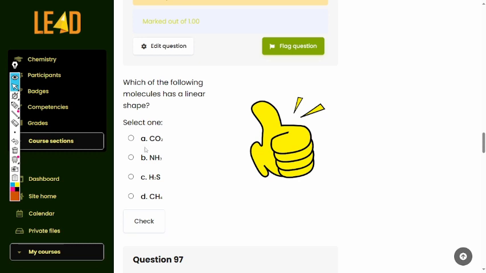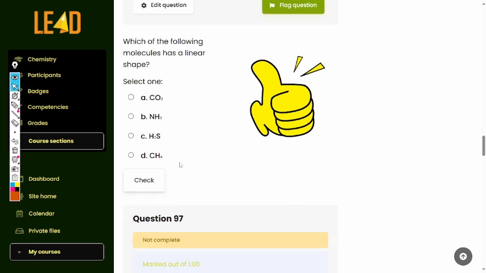96. Which of the following molecules has a linear shape? Okay, so CO2 is linear, ammonia is trigonal planar, so nitrogen and 3 hydrogen atoms. Hydrogen sulfide is kind of bent. Let's just do a quick drawing of what they look like. So this is CO2, this is ammonia, this is hydrogen sulfide, then this is methane, 4 hydrogens this way. So the linear molecule here is carbon dioxide, which is A.